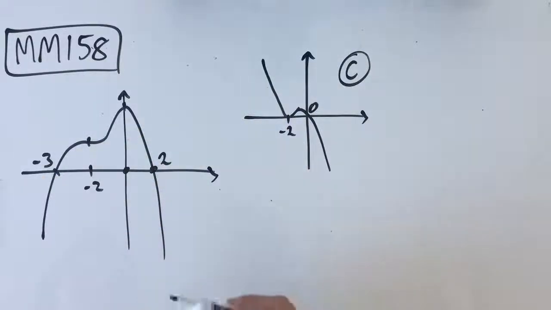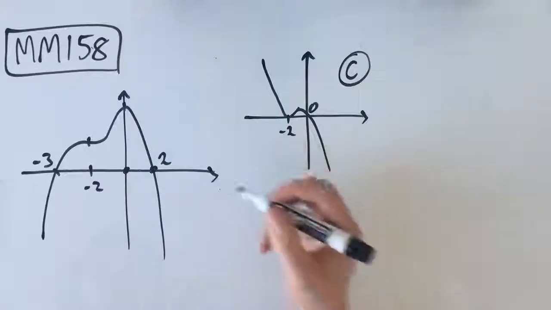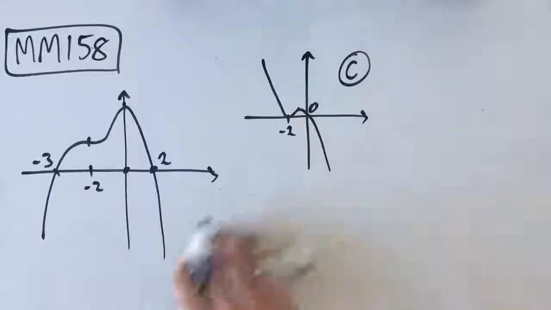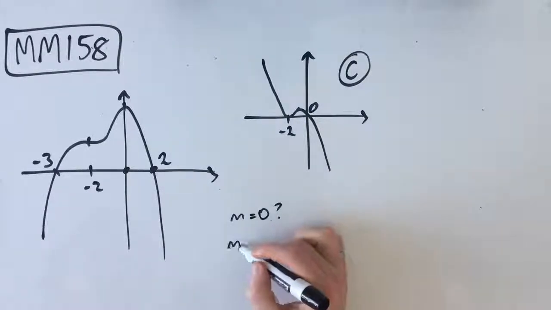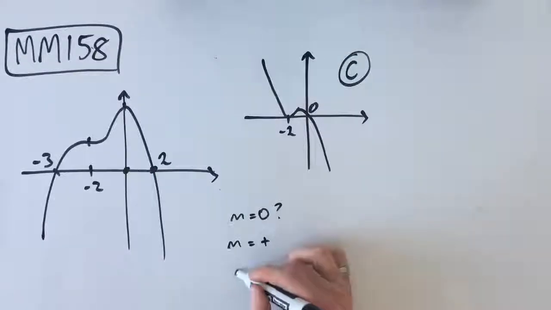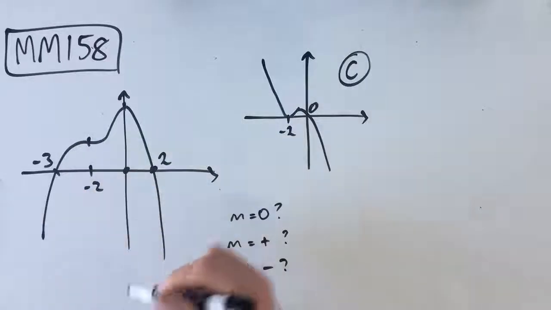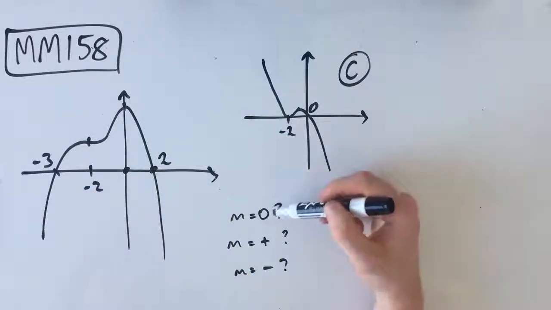So the important parts here is, firstly, where our gradient is equal to 0. I'll just use m. So where m equals 0, where m is positive, and where m is negative. So we need to work out all these things on here to be able to work out what our gradient function looks like. So let's start with our m equals 0.